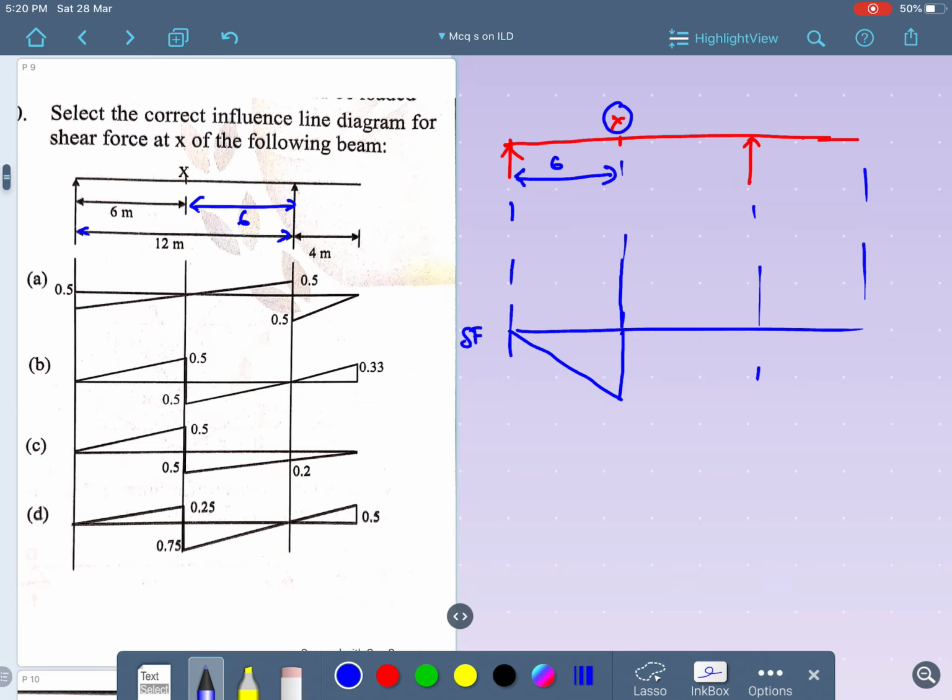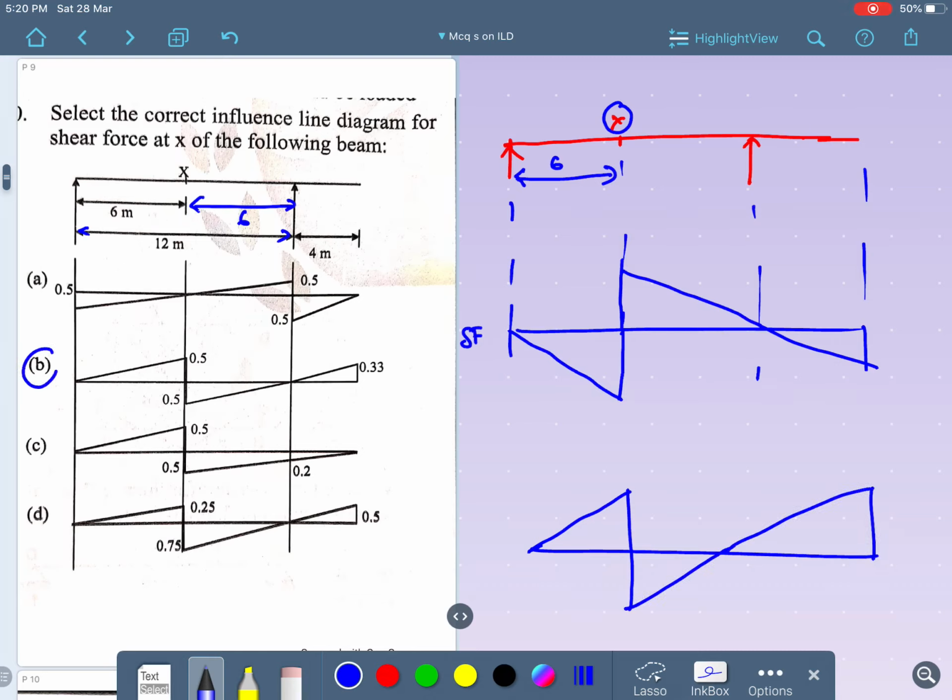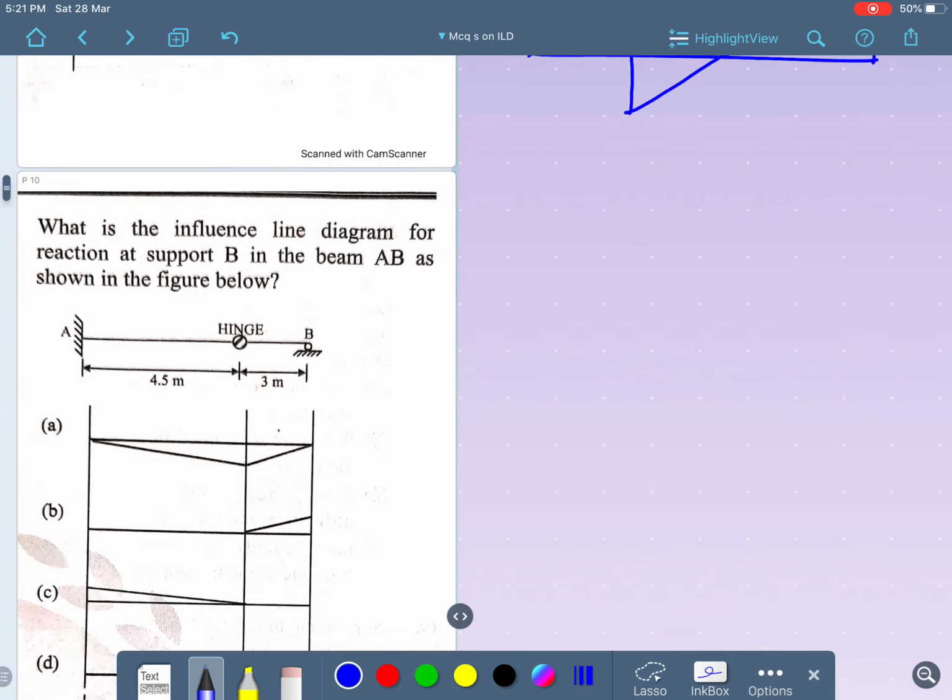And the influence line diagram here will come like this. And it will come like this. You can write like this also. You can also make it like this. This will also be correct. So option B will be the right answer. Whatever notation you follow, that works. Fine, let me move on to the next question.